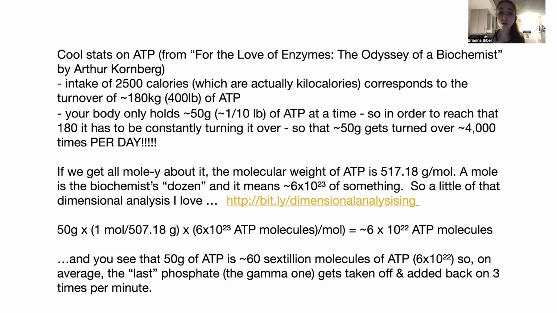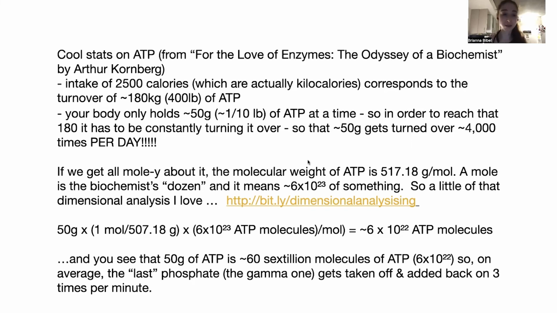But your body only holds about 50 grams, or a tenth of a pound, of ATP at a time. So in order to reach that 180, it has to be constantly turning it over, like using that ATP. So that 50 grams gets turned over about 4,000 times per day, which is pretty crazy.